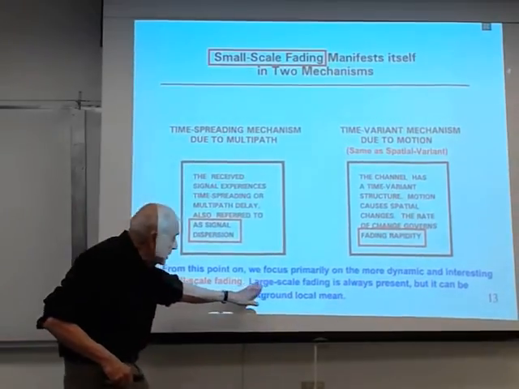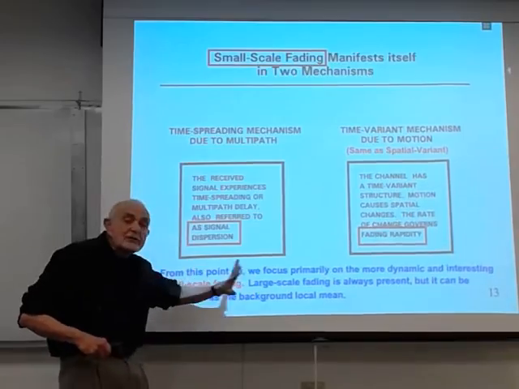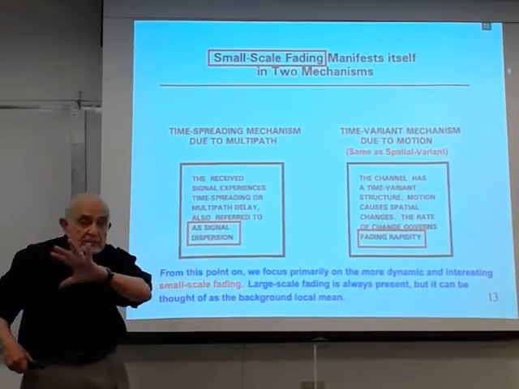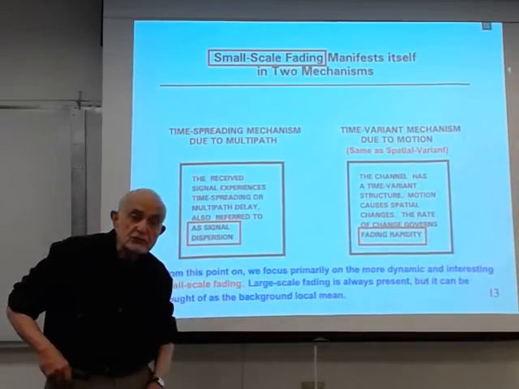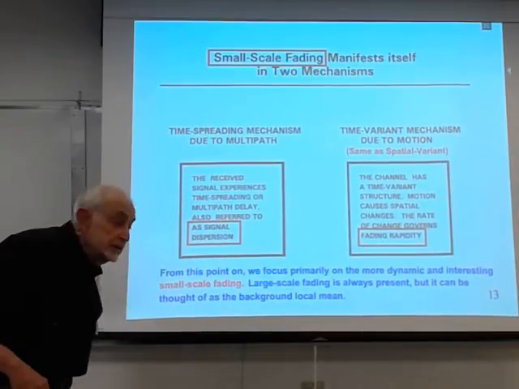And you can think of the large-scale fading as always present, but it can be thought of as the background local mean that depends upon the kind of terrain. Are you going over agriculture, water, buildings, and so forth?